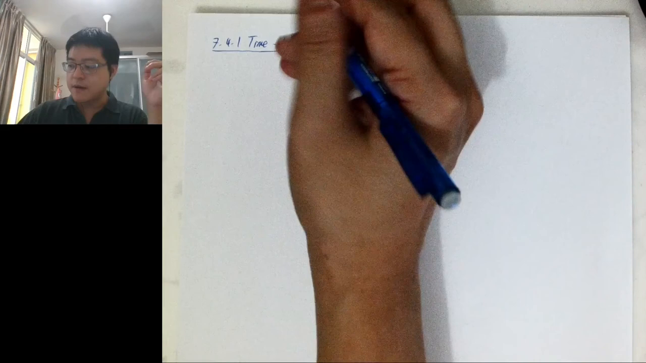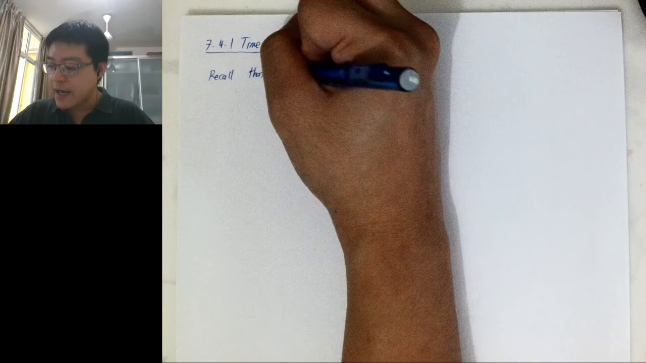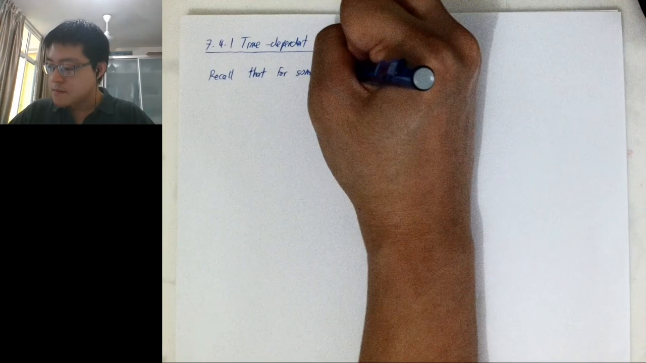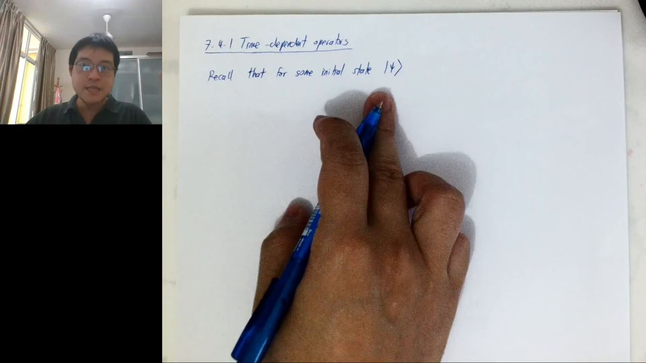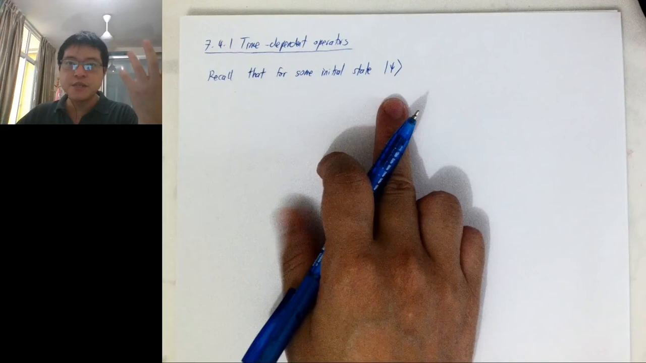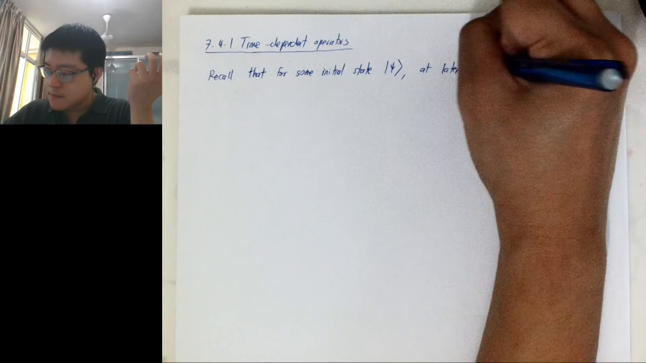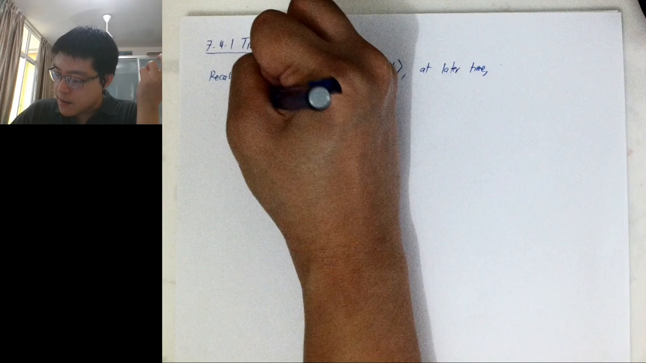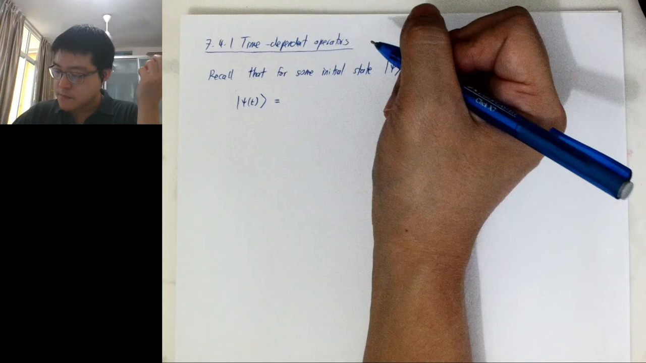So let us recall the Schrodinger picture. Let's say I have some initial state psi, and this system is controlled by some Hamiltonian. If it's an ammonia maser, then you know what the Hamiltonian is, and you know what the initial state is. Then at a later time, the state is given by psi of t, and it is e to the minus iHt over h bar.